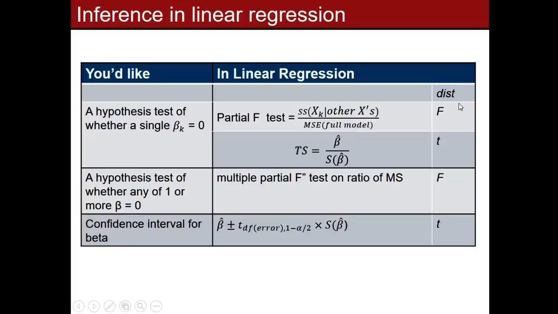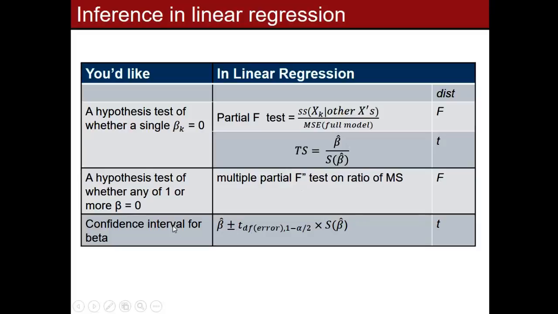One was the partial F test, that compared the sums of squares for the x you care about given the other ones over the full model. That had an F distribution. And then we had a t-test, which was the beta over the standard error of that beta. That was a t-test that came out of linear regression. And we're going to have versions of this. We also wanted to test a set of betas equal 0. Like, what if these 3 betas are all equal to 0? In linear regression, that was called the multiple partial F test, and that was also an F test.